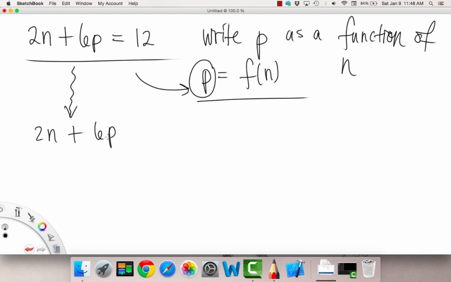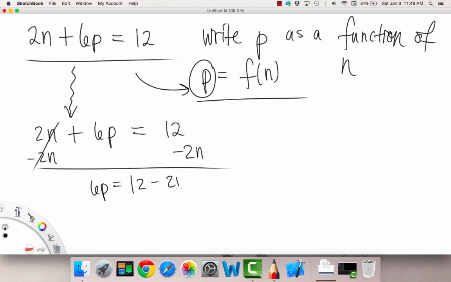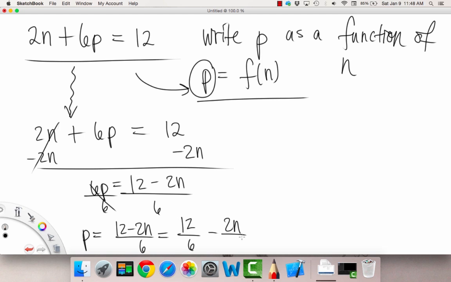Let's start again. 2n plus 6p is equal to 12, okay? What we want to do is isolate this p. So first we subtract this 2n to the right side, so that goes away. We get 6p is equal to 12 minus 2n. If we divide by 6 on both sides, we get p is equal to 12 minus 2n over 6. If we split that up using the denominator, we have 12 over 6 minus 2n over 6, which simplifies to 2, and then we have minus n over 3, okay?